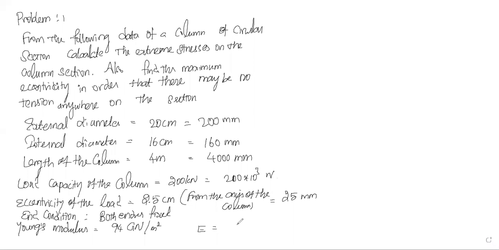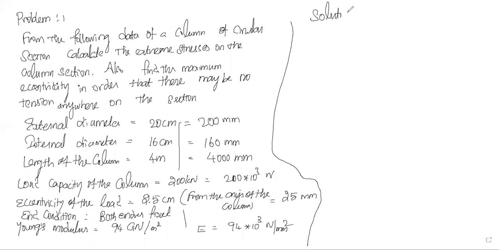Then Young's modulus E value is equal to 94 into 10 cube newton per mm square. So this is the given data. By using this given data, we have to calculate the eccentricity as well as maximum stress. So let us move on to the problem now.